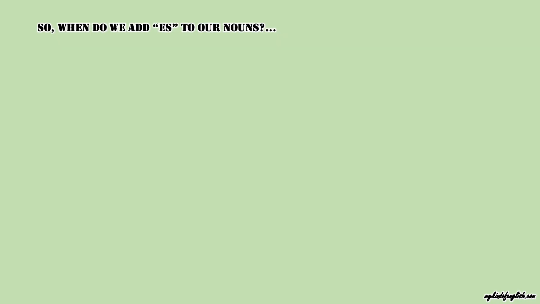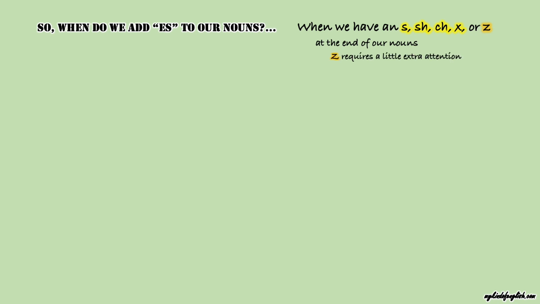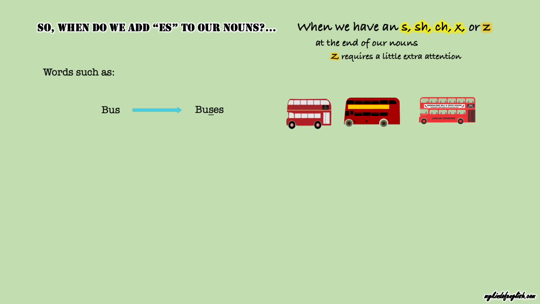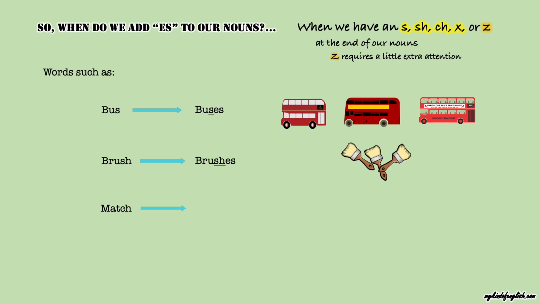So when do we add ES to our nouns? When we have an S, SH, CH, X or Z at the end of our nouns. Z requires a little extra attention. Words such as bus becomes buses, brush becomes brushes, match becomes matches, and box becomes boxes.